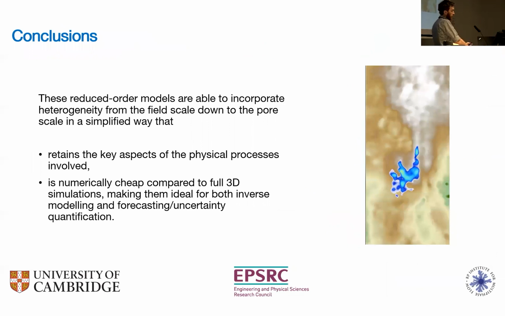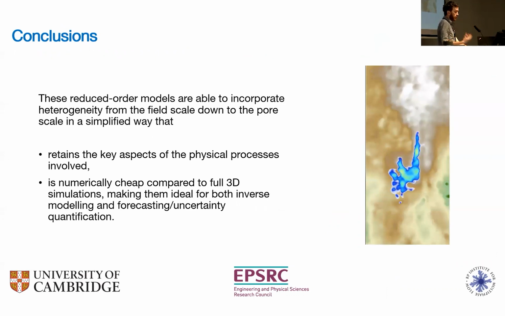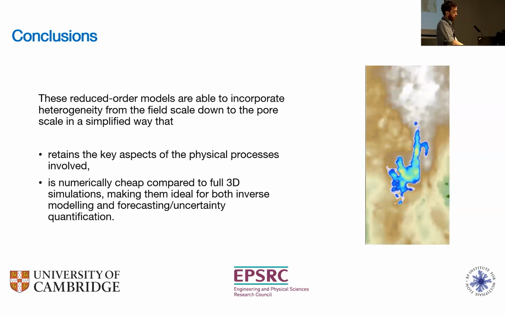So that was quite a quick overview of all the different things that we've been working on. But hopefully I've been able to demonstrate that these kinds of reduced order models are still able to incorporate the key physical processes that we want to study. But because you've been able to reduce the dimensionality of the problem, they make them ideal for inverse modeling or forecasting and uncertainty quantification because they're much cheaper to run numerically.